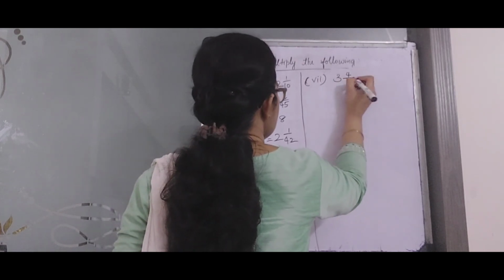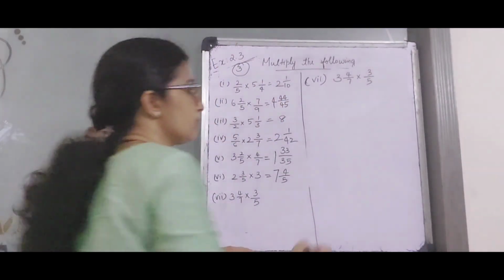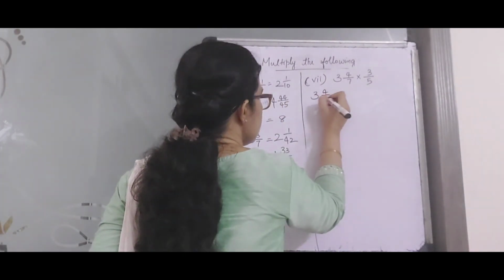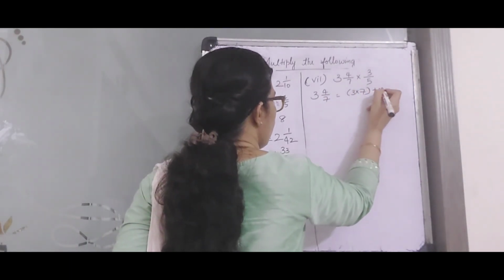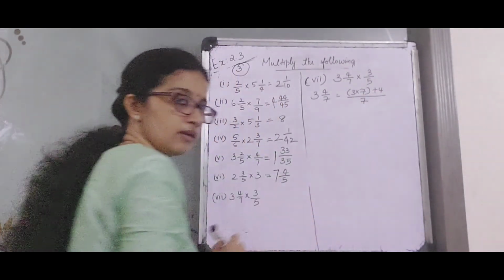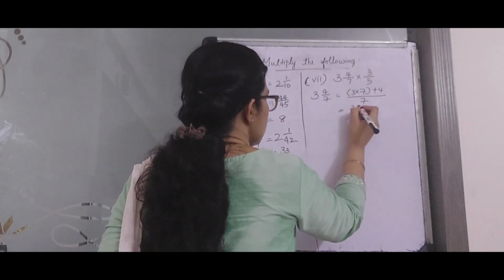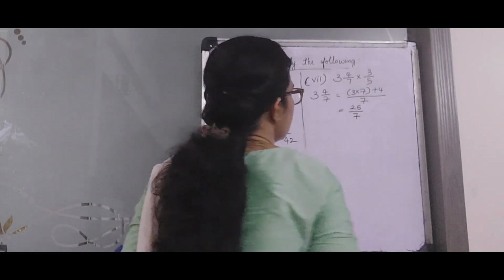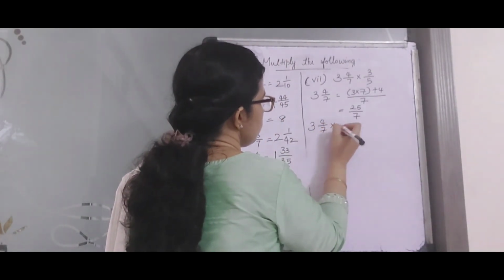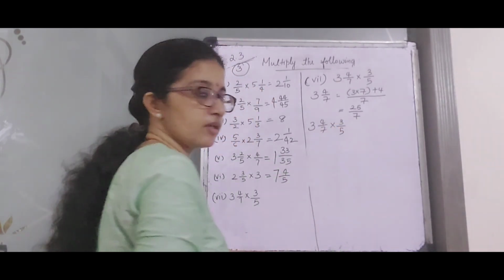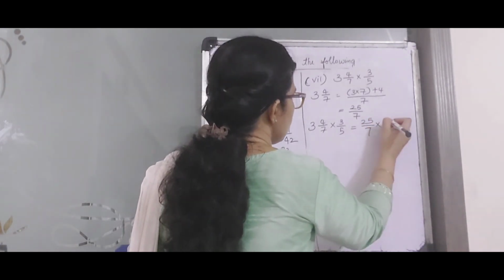3 4 by 7 into 3 by 5. Okay. So 3 4 by 7 can be written as 3 into 7 plus 4 divided by 7. Okay. So this can be written as 7 3s are 21, 21 plus 4 is 25 divided by 7. Okay. Now what is the question? 3 4 by 7 into 3 by 5. Okay. This can be written as 25 by 7 into 3 by 5.